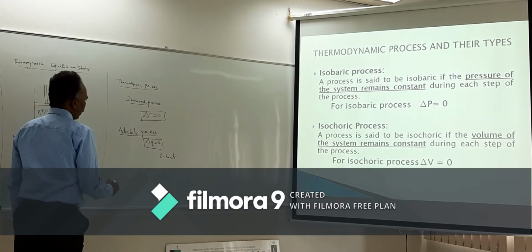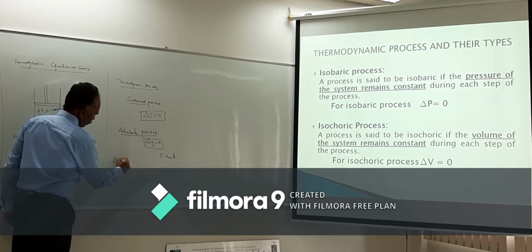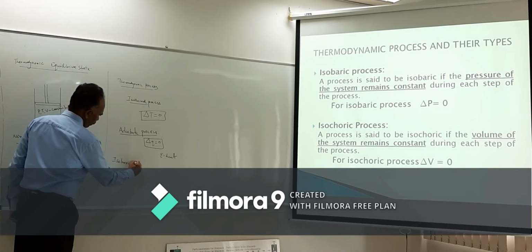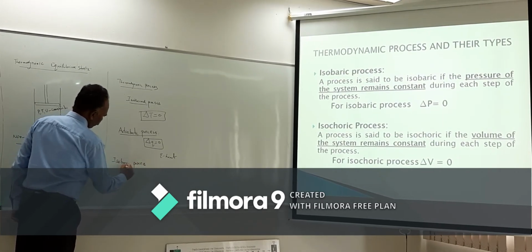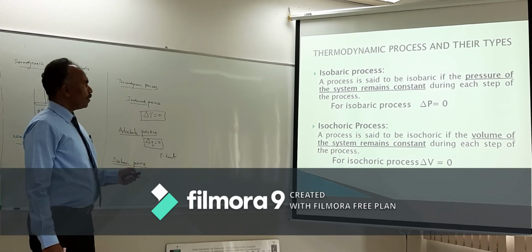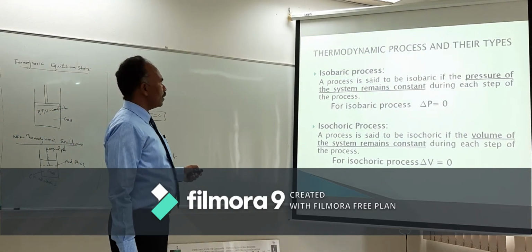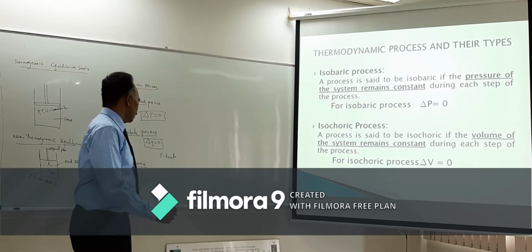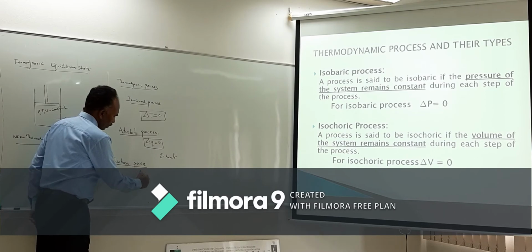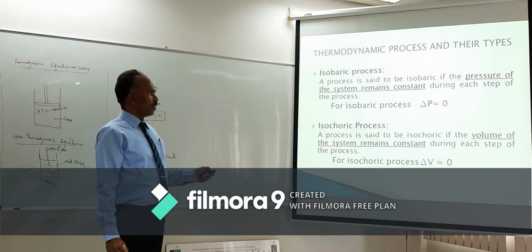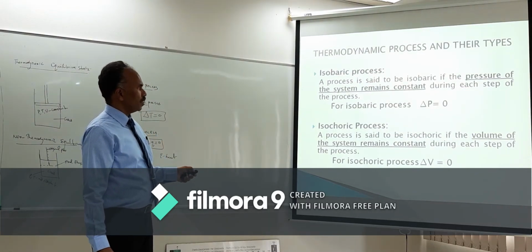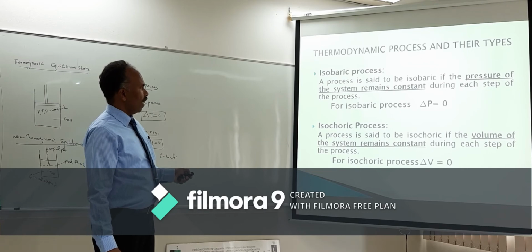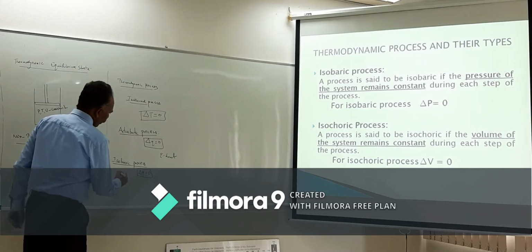Next one is isobaric process. The process is said to be isobaric if the pressure of the system remains constant during each step of the process. So for an isobaric process, the change of pressure is zero, which means delta P is equal to 0. For an isobaric process, delta P is equal to 0. Next one is isochoric process.